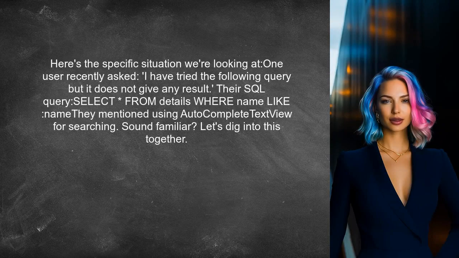Here's the specific situation we're looking at. One user recently asked, "I have tried the following query, but it does not give any result." They shared their SQL query, which is select all from details where name like name. They also mentioned using autocomplete text view for searching. Sound familiar? Let's dig into this together and find a solution.